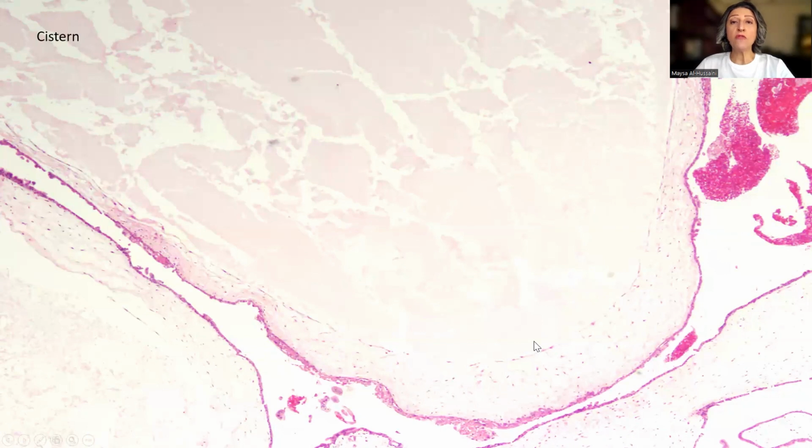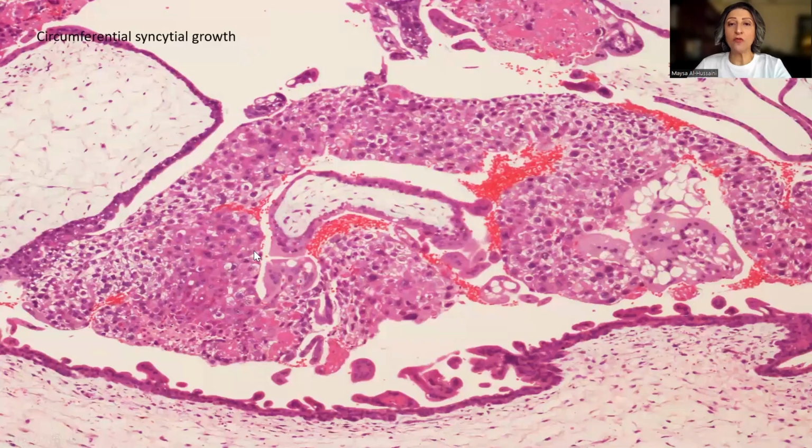So one of the first features that would really attract our attention in villi is the formation of cisterns. What are cisterns? These are spaces like cysts, big cysts, or spaces that have a lining, and then they contain only edematous fluid, and the core or the tissue of the villus is pushed to one side. So this is number one clue that we're dealing with complete hydatidiform mole.